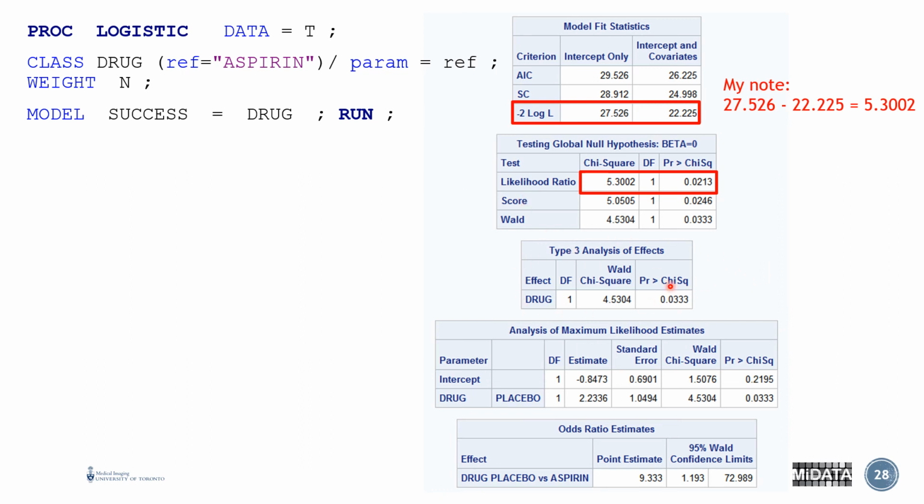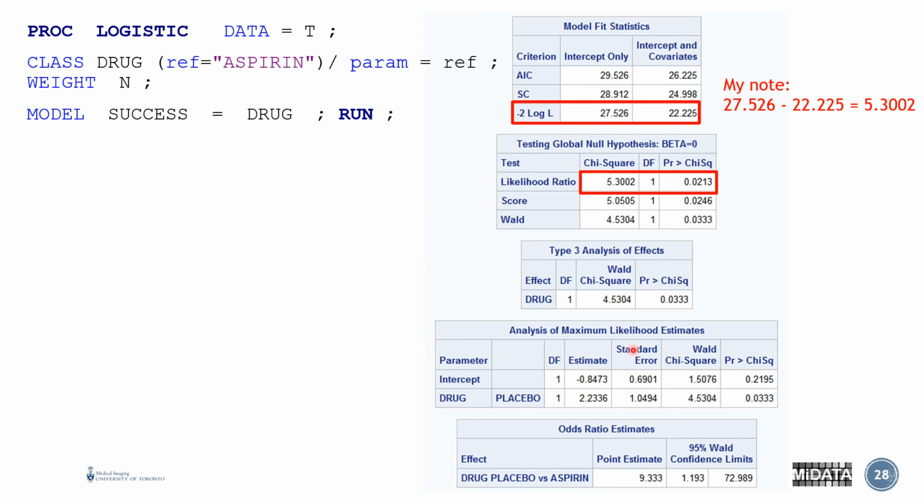As we move down here, the type 3 analysis of effects is in effect your ANOVA, right? So remember your type 3 sums of squares. So this is an equivalent for providing you your type 3 sums of squares for drug. So this is the independent variable of interest. And what it provides you is whether or not this variable is significant in the model. So the parameter estimate of your variable is significant in the model.